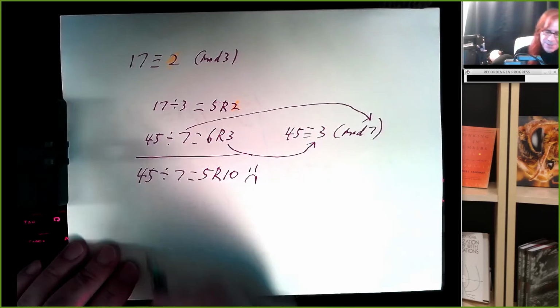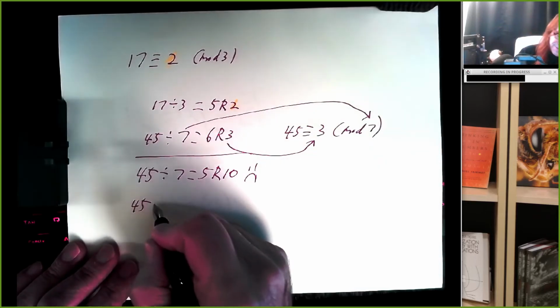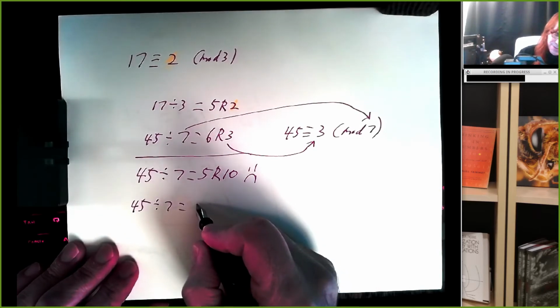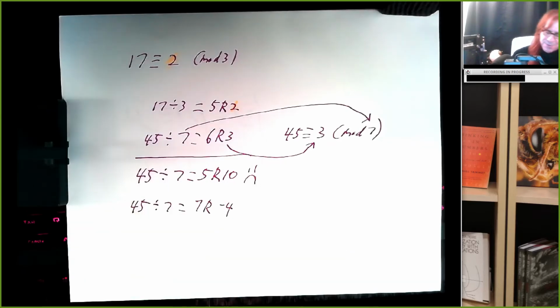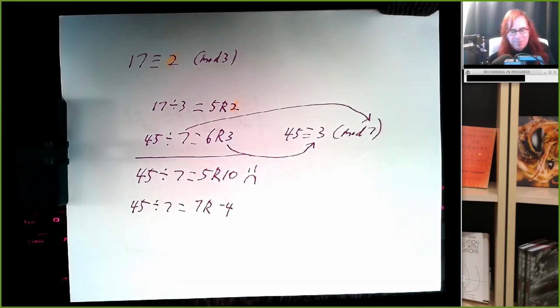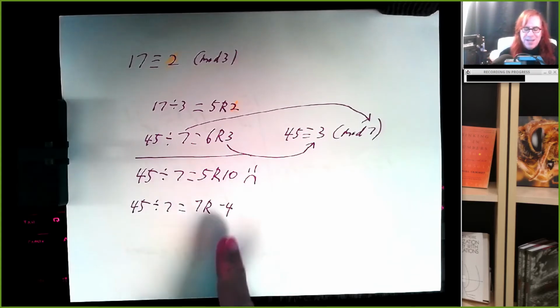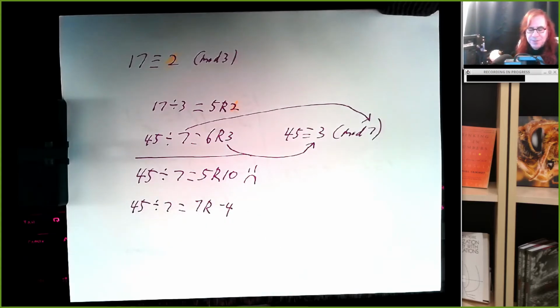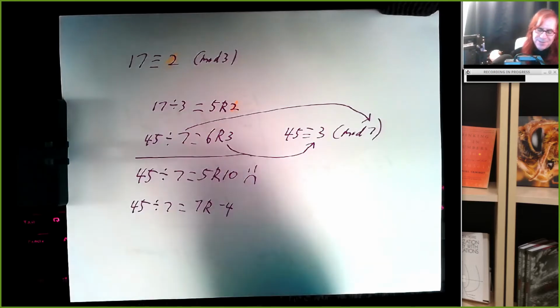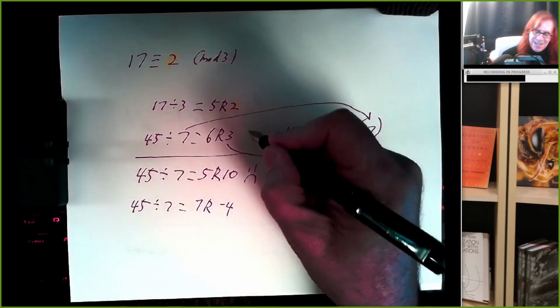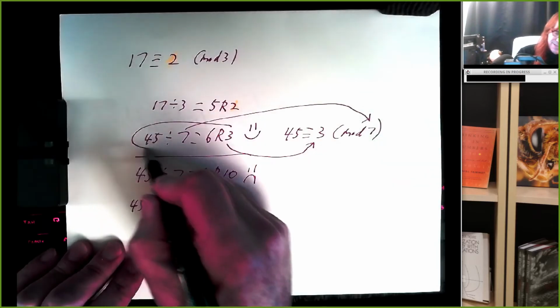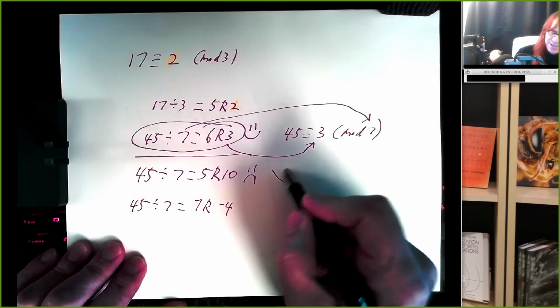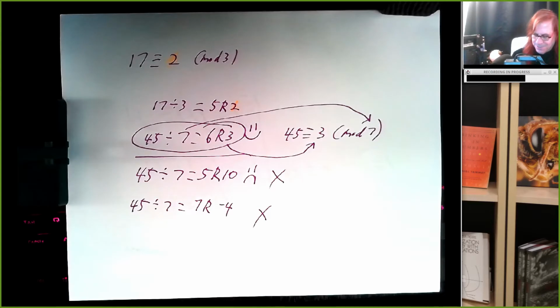And if you're really alternative, you could say 45 divided by 7 equals 7 with a remainder of negative 4, because 7 times 7 is 49, and it's got negative 4 left over. And this gets you, I don't know, some other face. Right? And this is the answer that gets you the happy face and the points. So what is it about this answer that makes it the correct answer, and what is it about these that make them the wrong answer?